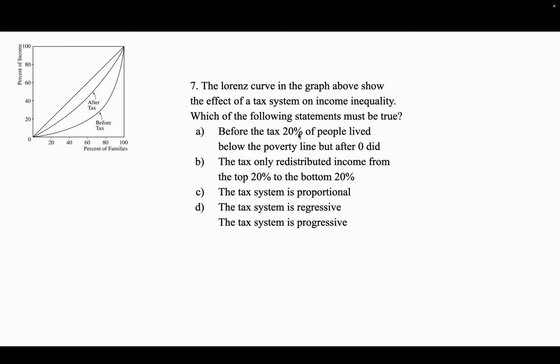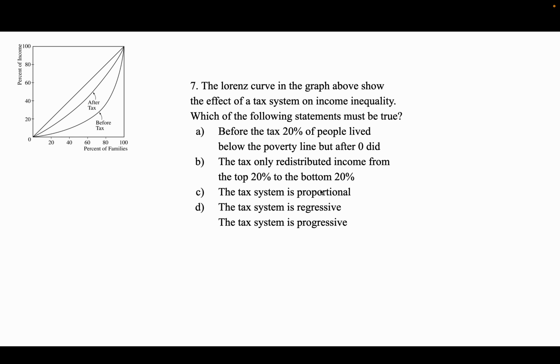The tax only redistributed income from the top 20% to the bottom 20%. So let's actually see. 80 used to own 30, then after the tax, 80 owns 70. That's not necessarily true. It basically evened out everyone. So it's not just the top 20% and the bottom 20%. If that was the case, it would look a little weirder. This is more evened out for everyone. So I wouldn't say B.